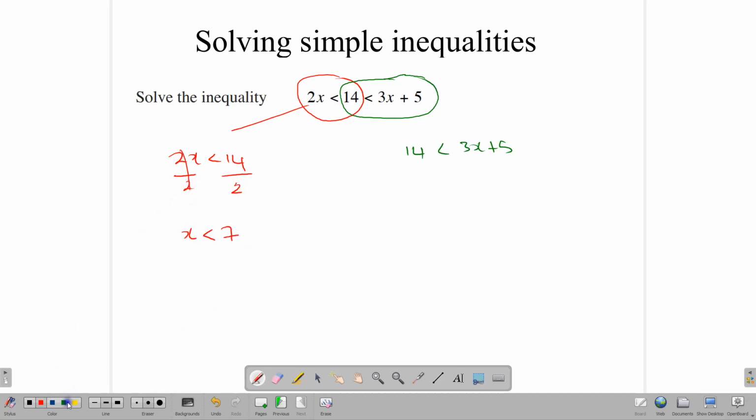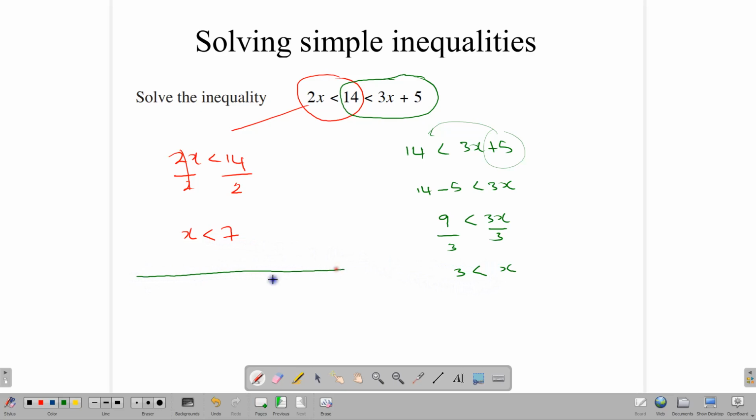On this side, we need to reorganize it, put the numbers on one side. So 14 minus 5 would be less than 3x. 14 minus 5 is 9. So we have 9 is less than 3x, and we divide by 3. So 3 would be less than x. So we have two things here. It says x is less than 7 and x is greater than 3. So our solution forms within the band.